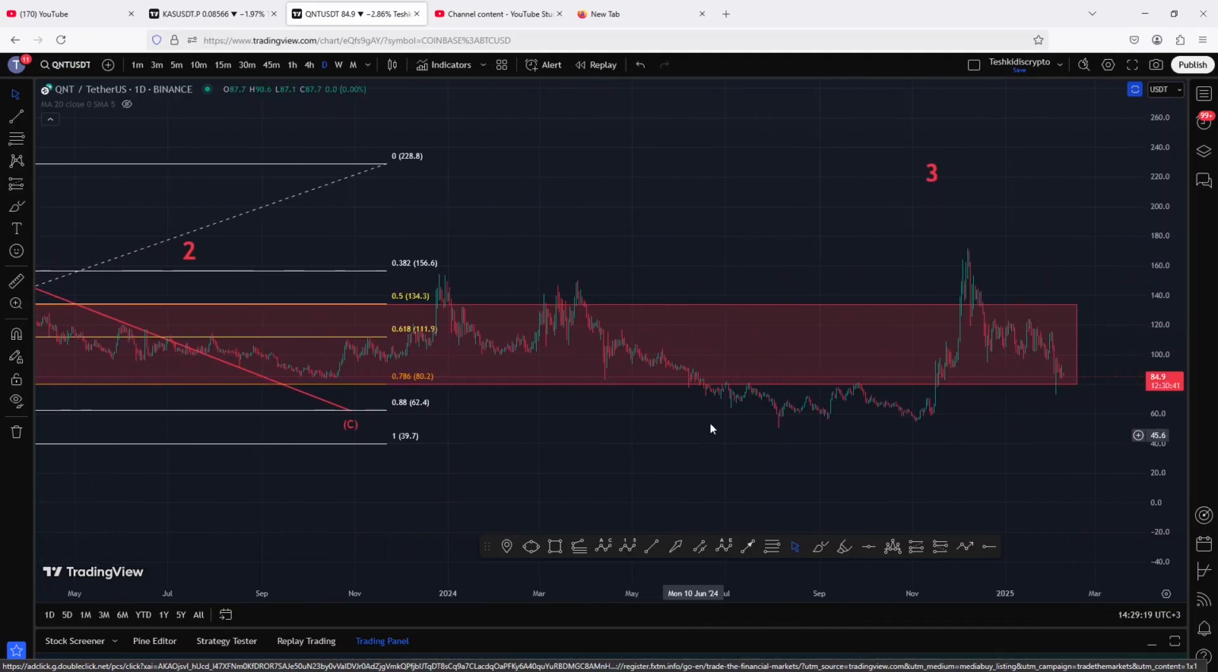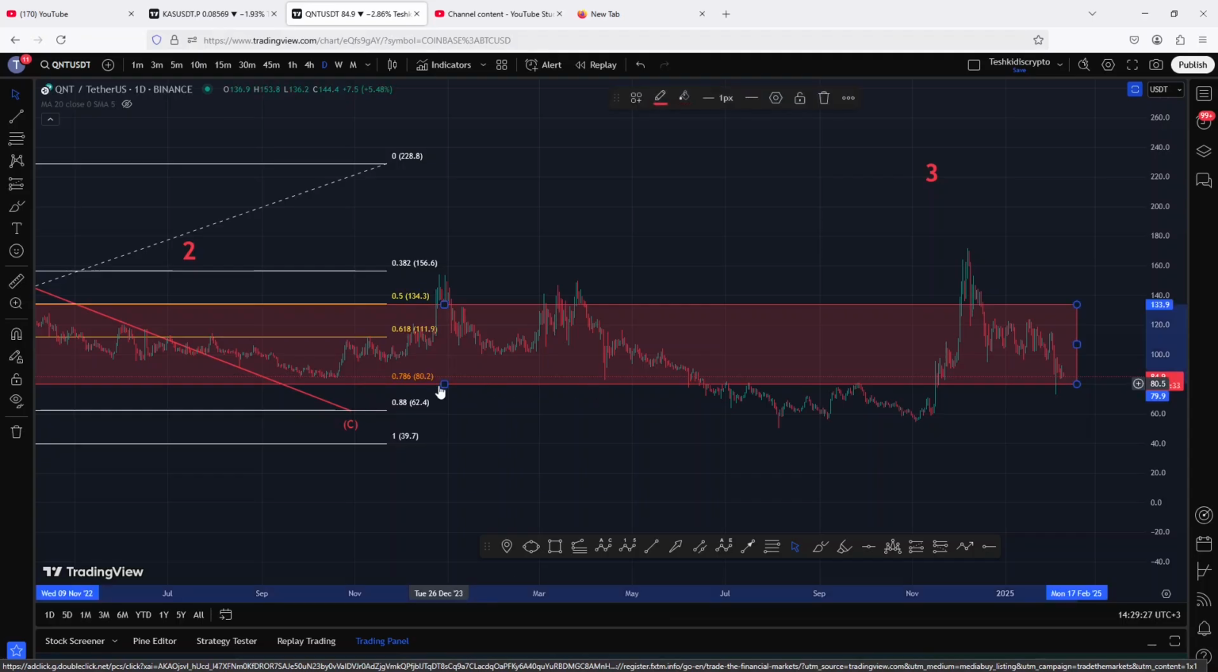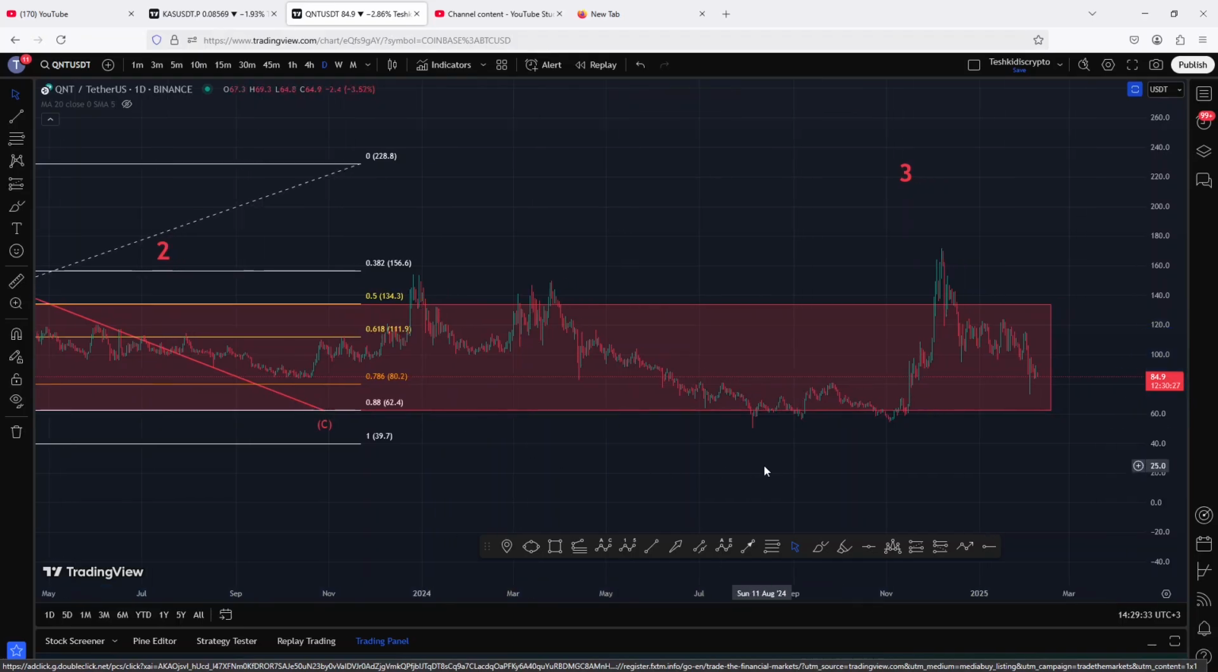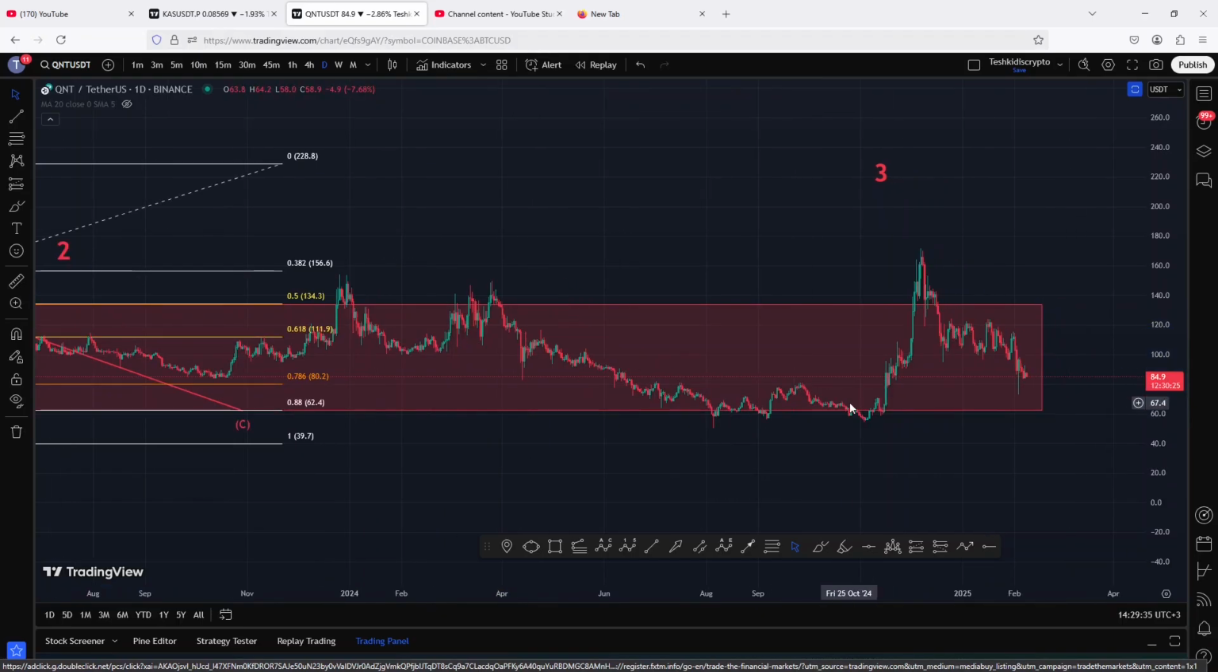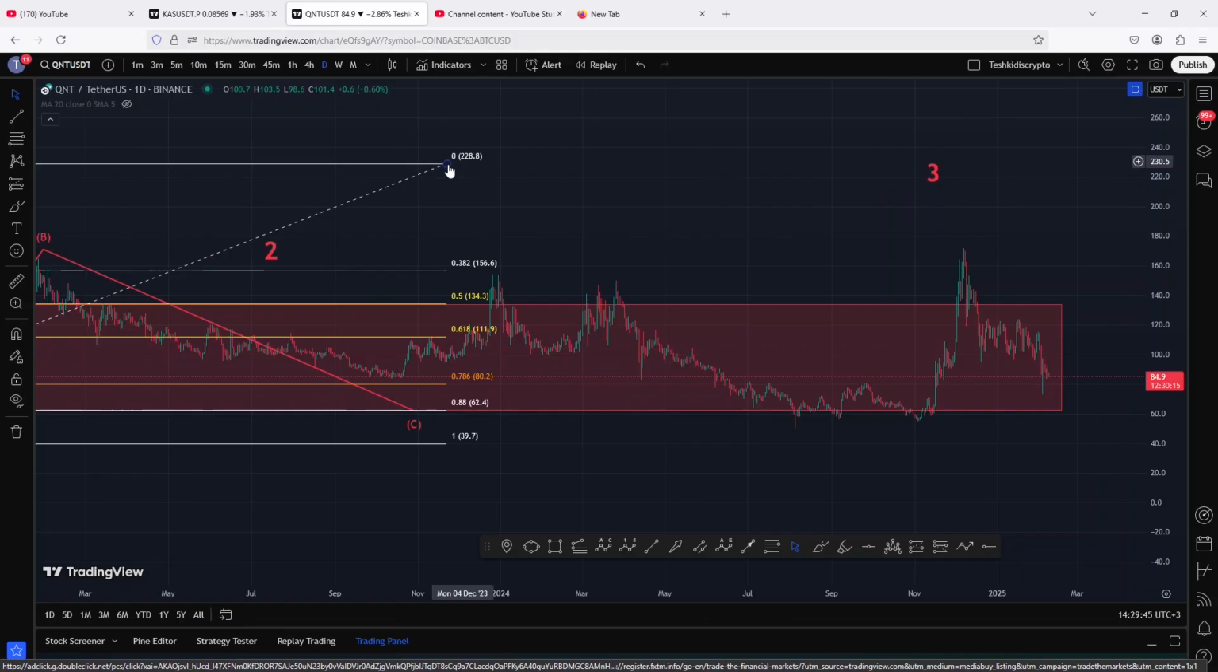And at some point we saw a break of the fib level 0.78, and we continued pushing lower to the fib level 0.88, and that is above the 62.4, an area that we also fully maximized. And you can see that we almost found support over there in a breakdown move that gave us a low below the 50 USDT.